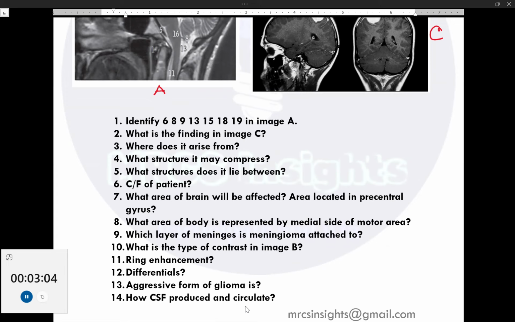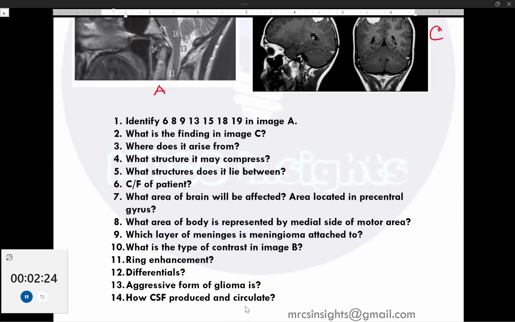CSF is produced from the choroid plexus in the lateral ventricle, from which it goes through the interventricular foramen of Monro to the third ventricle, then through the aqueduct of Sylvius to the fourth ventricle. From there it passes through the foramen of Magendie medially and two lateral apertures, the foramina of Luschka, to the subarachnoid space. From there it is absorbed in the arachnoid villi and drains into the superior sagittal sinus.